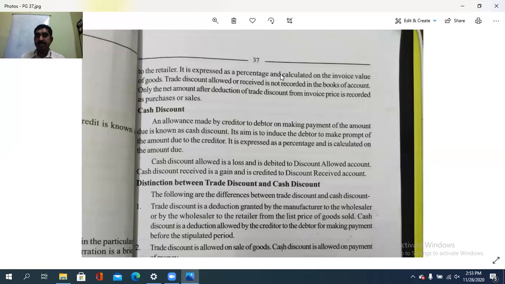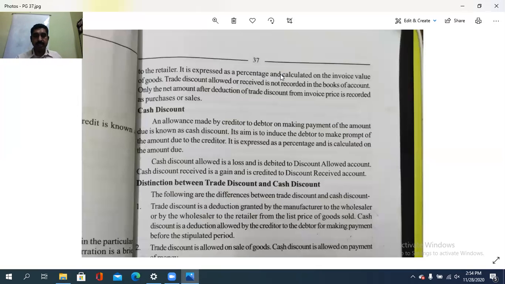If a cash discount is allowed to a particular person, it is a loss to the company, and if we are getting a cash discount, that is a gain. Cash discount received is a gain, and cash discount paid or allowed is a loss. If it is a loss, it is an expense item, so it is debited to the discount allowed account. If it is received, it is an income or a gain, so it is credited to the discount received account.